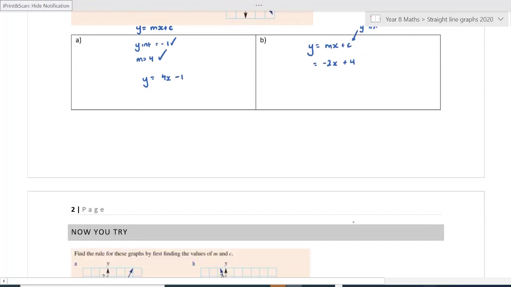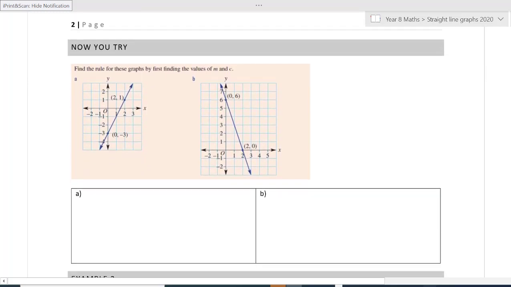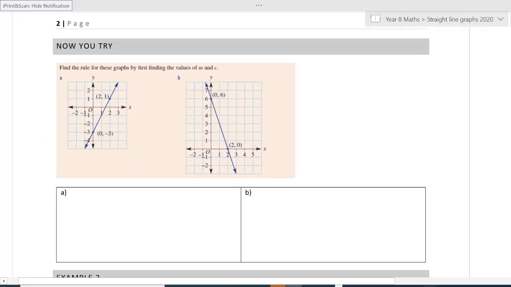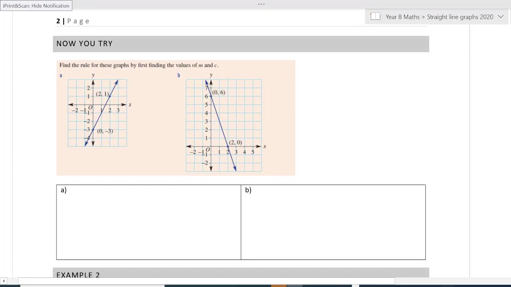Okay, so now can I get you to, based on just what we've done, see if you can try these now. Pause this now, have a go at these ones, and I'll go through them in a second.